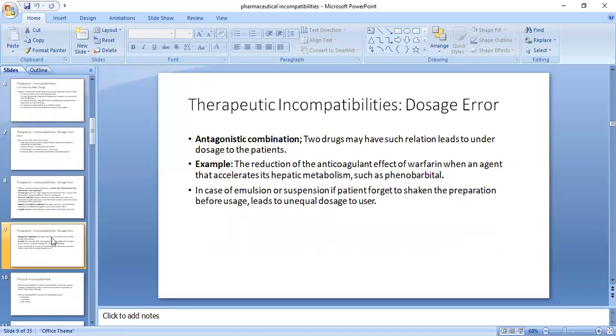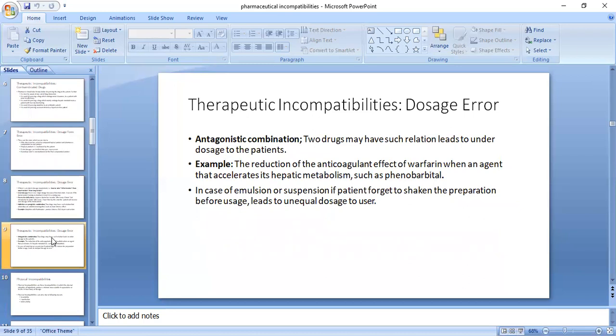In dosage error, another point is antagonistic combinations. Two drugs may have such relations that lead to underdosage to the patient. Example, the reduction of the anticoagulant effect of warfarin when an agent that accelerates its hepatic metabolism, such as phenobarbital, is given.